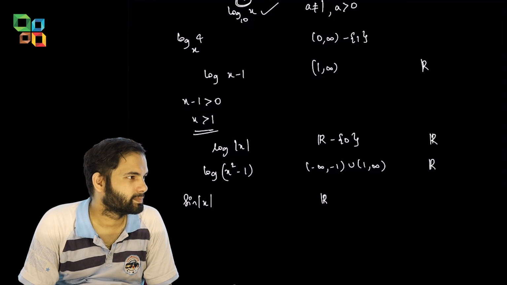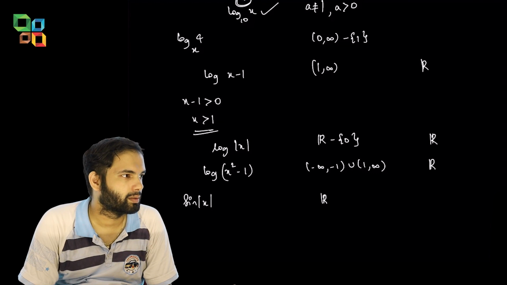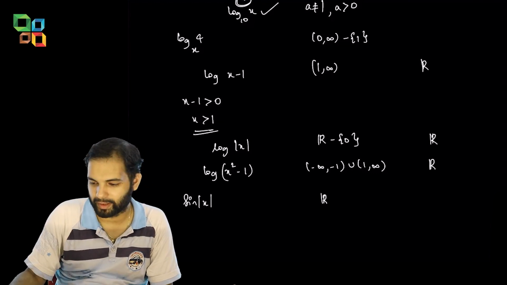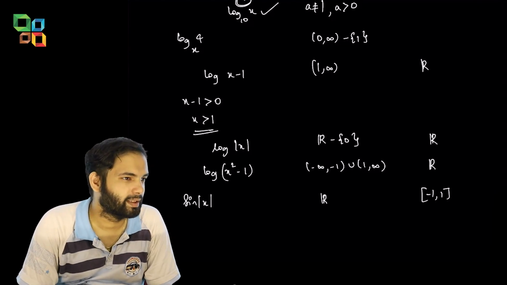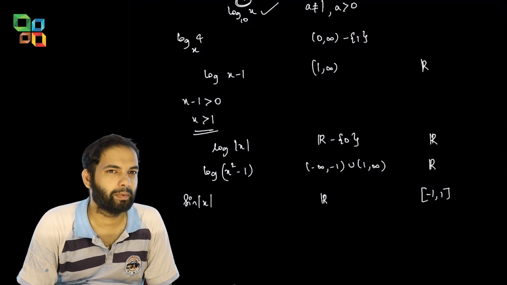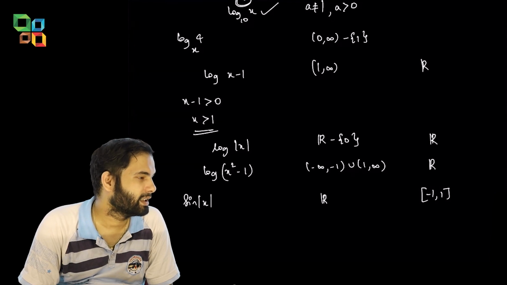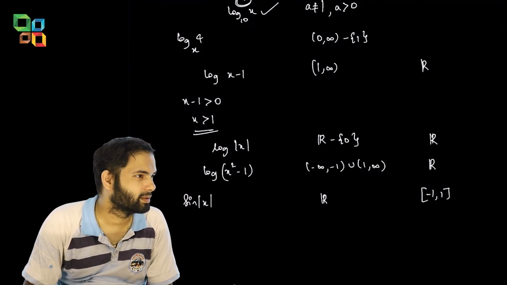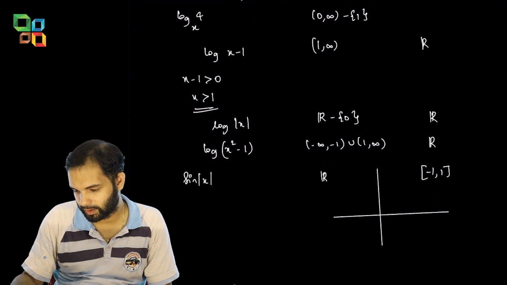0 to 1. How many say 0 to 1? Okay. Any other answer? Yeah, -1 to 1 is correct. Just because I put mod somewhere doesn't mean that the value will be positive, right? Sine of 3 pi by 2, what is it? -1. Let's see the graph. You may not know directly.